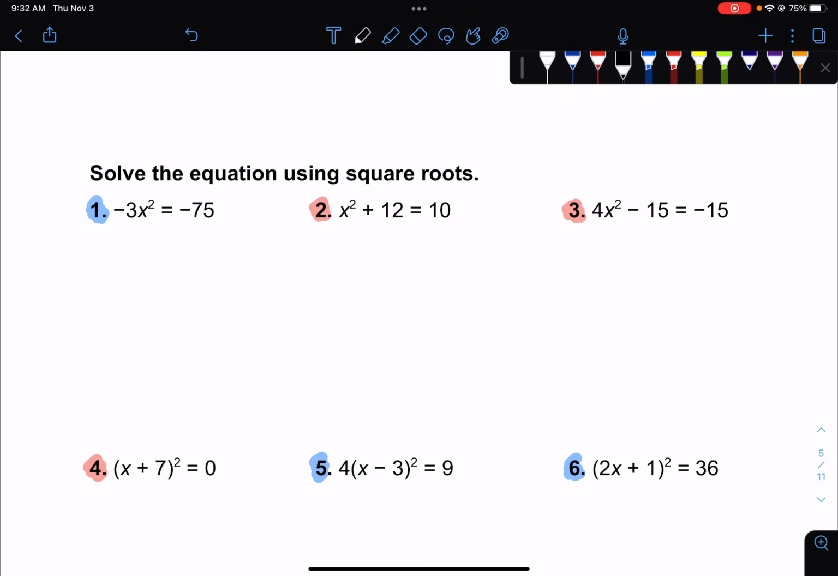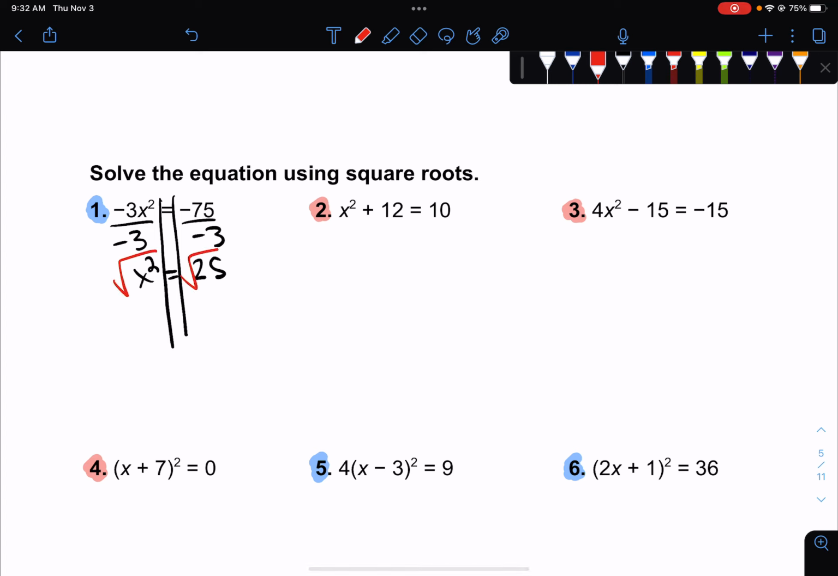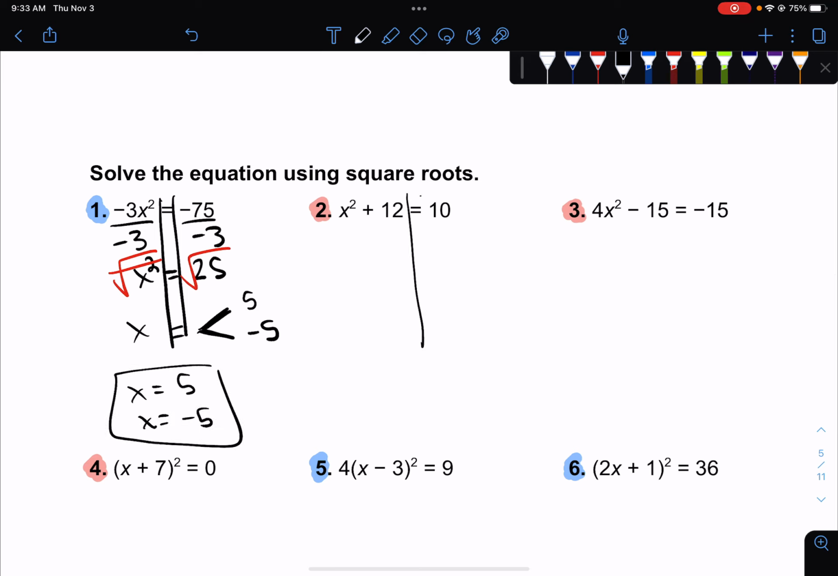All right, so for number 1, you would do railroad tracks. Then you would divide by negative 3. So you end up with x squared equals 25. Then you would take the square root of both sides, which makes the square go away. So you get x equals, I'm taking the square root of a positive number, so I'm going to get 5, and I'm going to get negative 5. Those are both answers. So x equals 5, x equals negative 5.